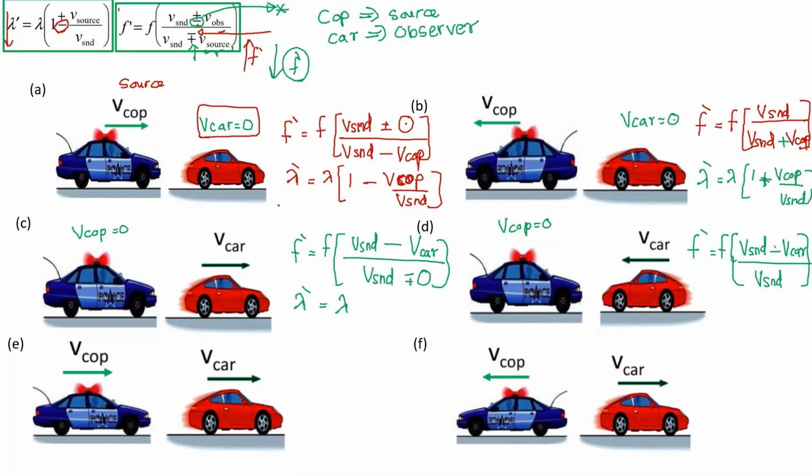That's correct. Because the car is coming towards the source, right? That means frequency should increase. If it is increasing, you should select the top sign. This one, plus. So in this one, again, lambda doesn't change because the source doesn't change. Okay. Now this is the other type of example that they can give you.